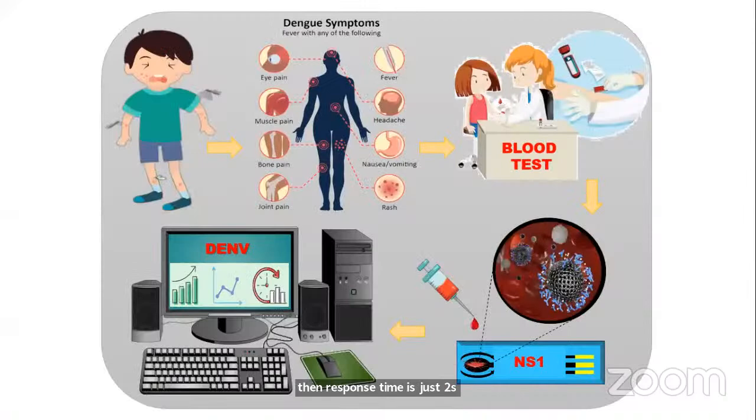And the recent work is on dengue sensors. So you can see here when the mosquito bites, then the dengue spreads. You can see the symptoms of dengue, that is eye pain, fever, muscle pain, headache, nausea, then bone pain, joint pain, rash, everything. Then we go to the blood test. The blood test gives the response to the non-structural protein dengue NS1.